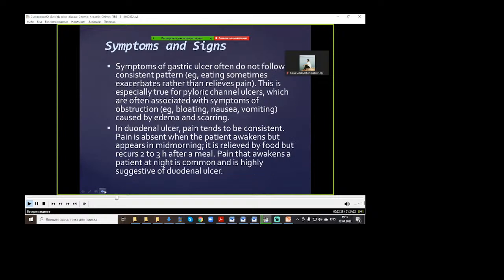As for duodenal ulcer, pain onset tends to be consistent. Pain is absent when the patient awakens but appears in the middle of the morning. It is relieved by food but recurs 2 or 3 hours after a meal, and the pain may awaken the patient at night. So this is the difference between stomach ulcer pain onset and duodenal ulcer pain onset.